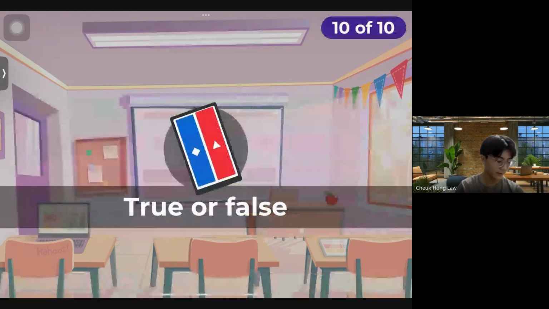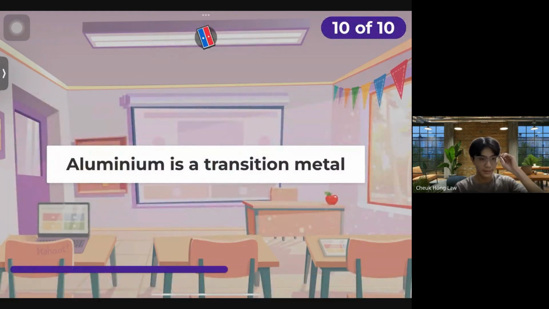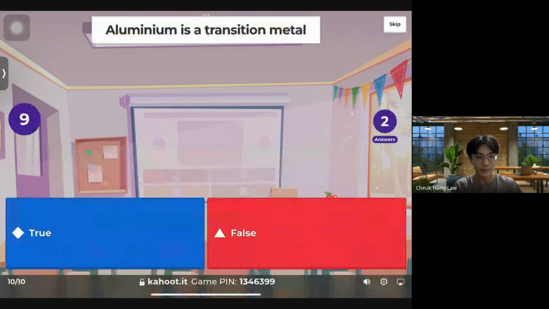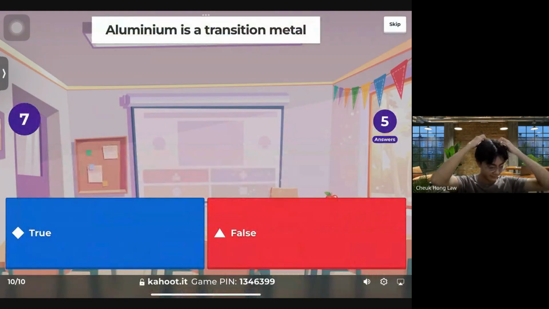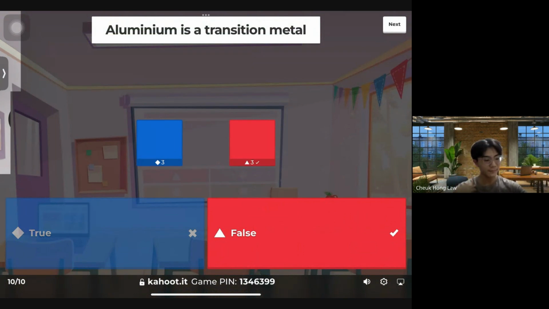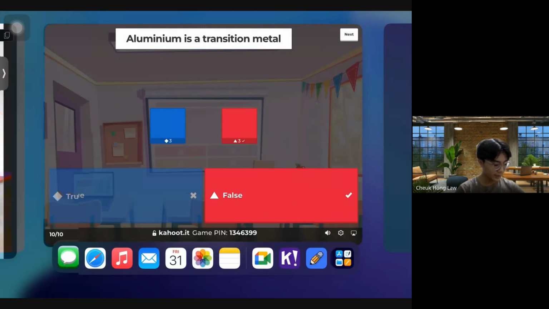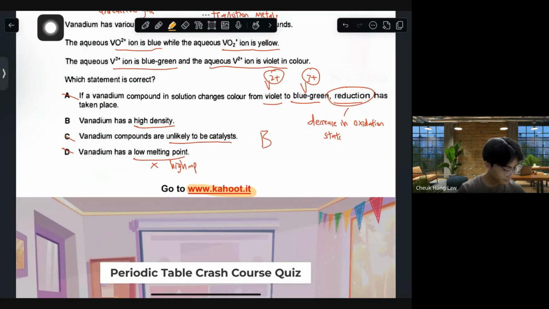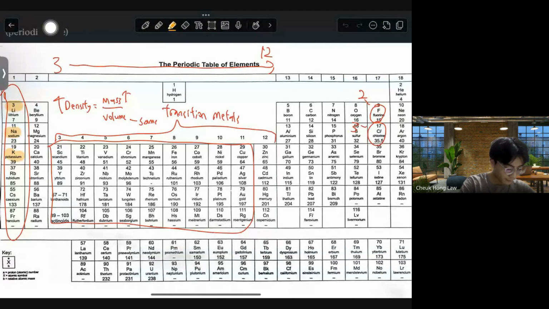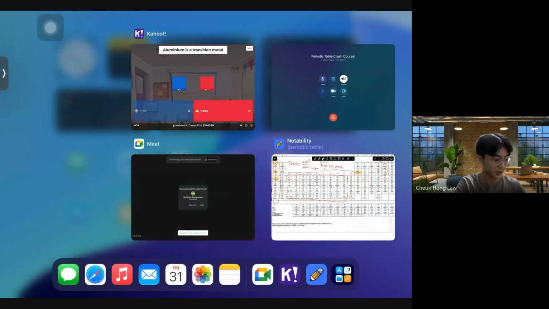All right, final question. True or false? Have a quick look at the periodic table and you can answer. Should be false, huh? Why? Because aluminium is in group 13. Okay, aluminium is over here. So it doesn't fall in the range of your transition metals. Transition metals are from group 3 to 12. Aluminium is in group 13. Okay, so that's why aluminium is not a transition metal.